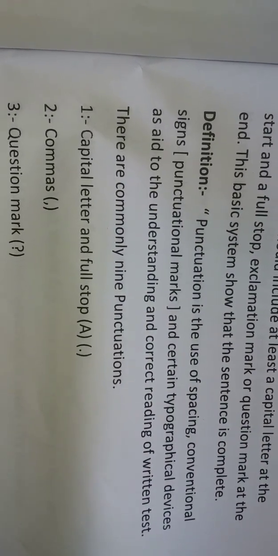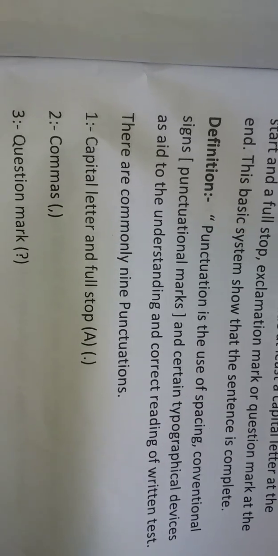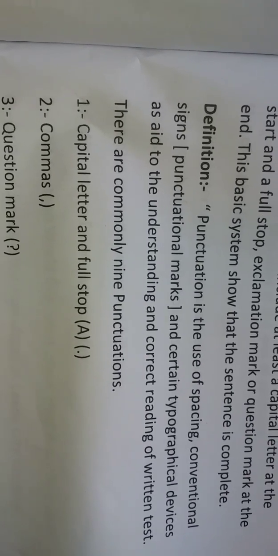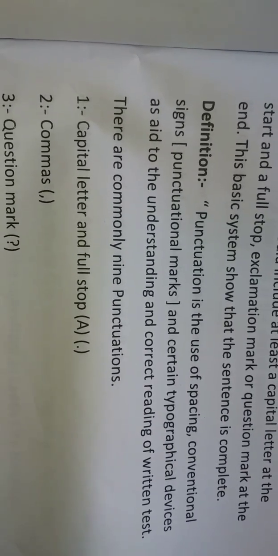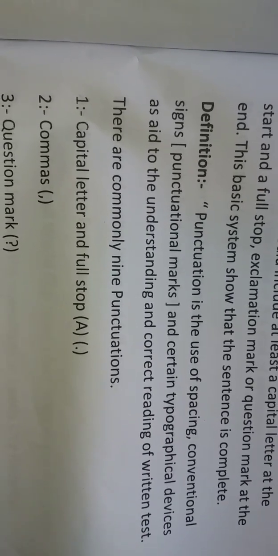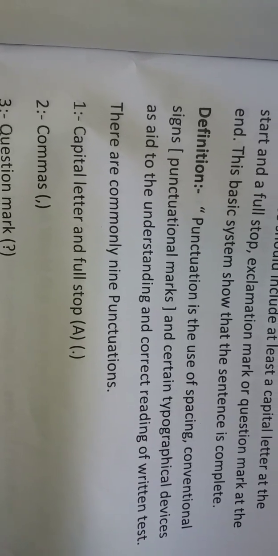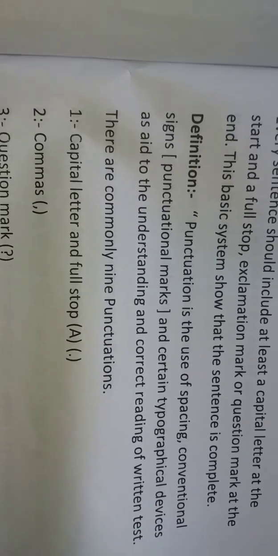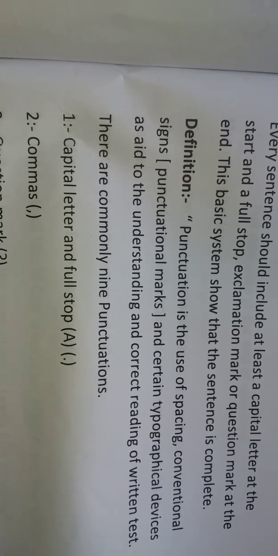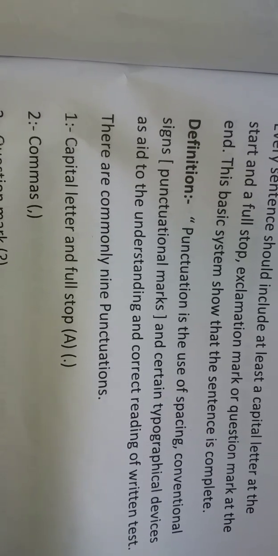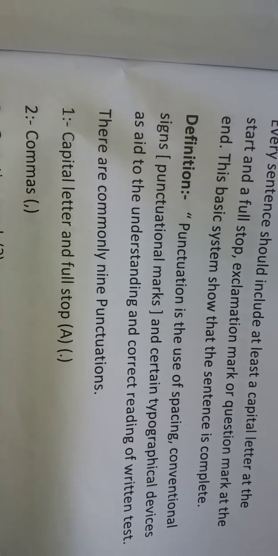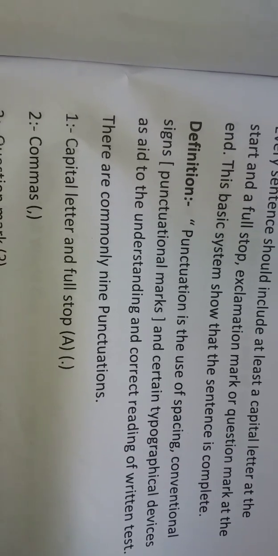Punctuation is the use of spacing, conventional signs, which we also call punctuation marks, and certain typographical devices, such as hyphens, dashes, semicolons and colons, as an aid to the understanding and correct reading of written sentences. It means we put punctuation in our written sentences so the reader understands what we have written and what emotion we have put in these sentences.